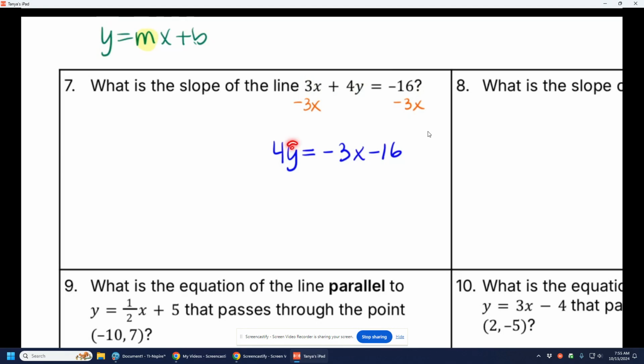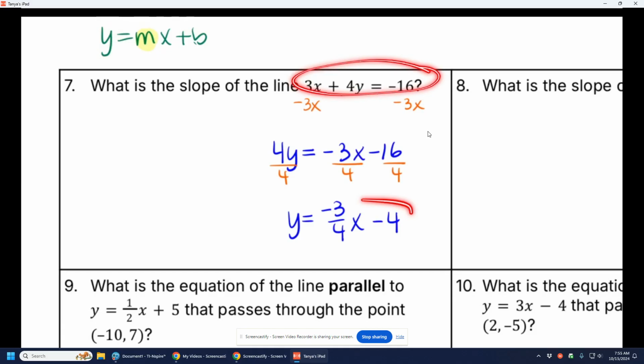Okay, so we're closer, but y is still not by itself. There's a 4 in front of it. So let's divide everything by 4, absolutely everything. So then that leaves me with y equals negative 3 over 4x minus 4. That's the equation right here. Those are equivalent, it's just written in different forms. But now that it's written this way, it's clear to see that the slope is the number in front of x. So the slope of that line, I'm going to write m equals negative 3 over 4.